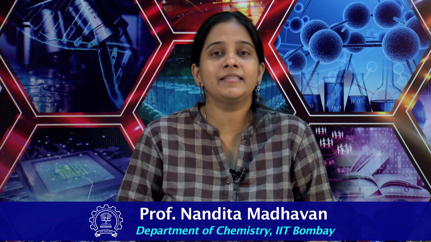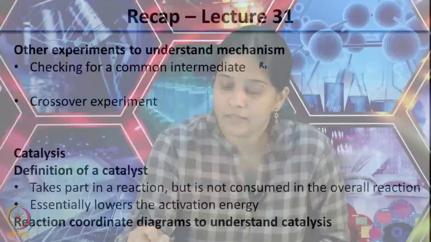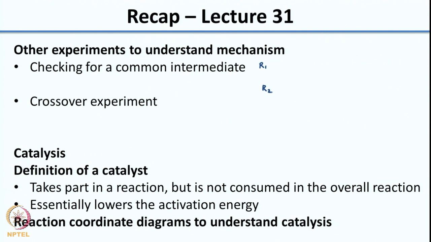So welcome back. In the last class, we had looked at some other experiments to understand the reaction mechanism. So one experiment is checking for a common intermediate, and here what you do is you take two different reactants, and essentially if both the reactants give the same intermediate I, which will essentially lead to the same product, you can say that I is the intermediate formed in that particular reaction. So this is a nice trick that is used to determine the nature of the intermediate, where you choose slightly different reactants by working out the mechanism.